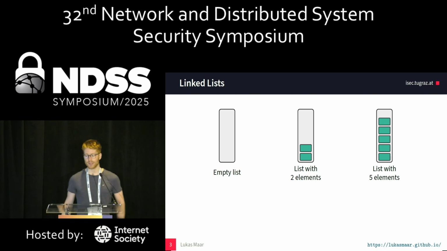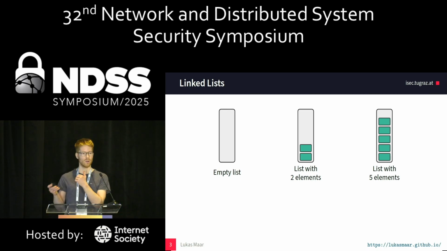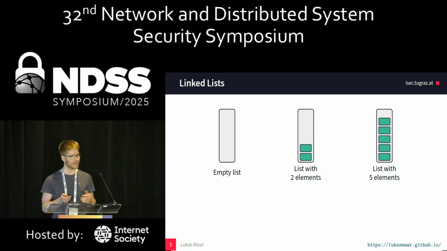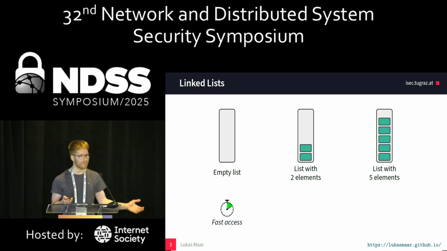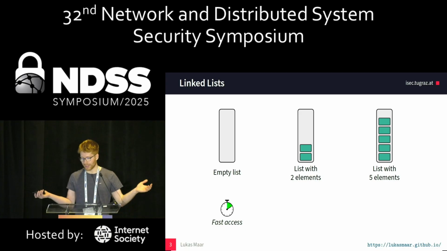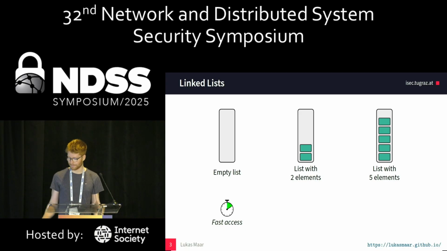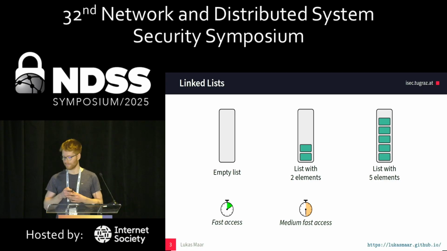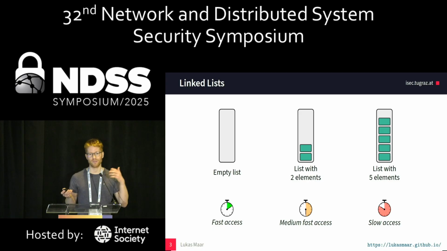We have 3 examples. One is the empty linked list, one linked list with 2 elements, and one linked list with 5 elements. When accessing these linked lists and measuring the timing, we observe that accessing an empty linked list is pretty fast. Accessing a linked list with 2 elements is medium fast, and accessing a linked list with 5 elements is notably slower than the other 2.